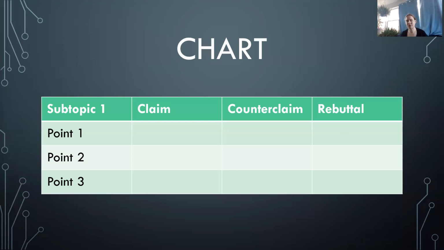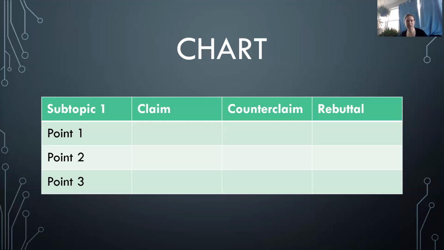Next, you would fill in the information you found for the counterclaim for the specific subtopic. What is the other side saying about this subtopic specifically? And how do you know? What research did you find that backs up their stance and beliefs? Finally, you'll fill in the last column, the rebuttal, with information you found that helps to refute what the other side is saying. You'll want to repeat this step for each subtopic you have.